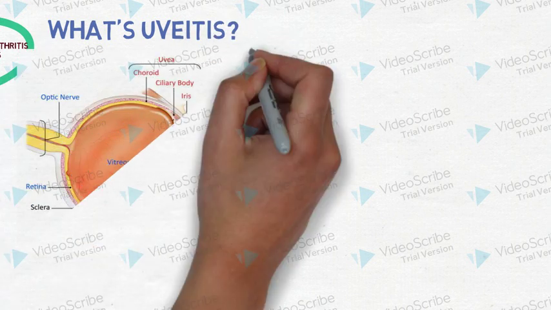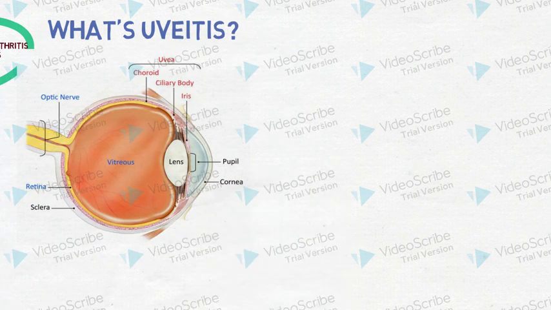Itis means inflammation in uveal tract, the middle portion of the eye, which includes iris, ciliary body, choroid. Uveitis can be classified according to the site of inflammation into four types. First, anterior uveitis, where the main site of inflammation is iris and ciliary body.